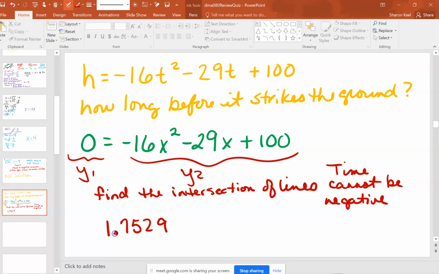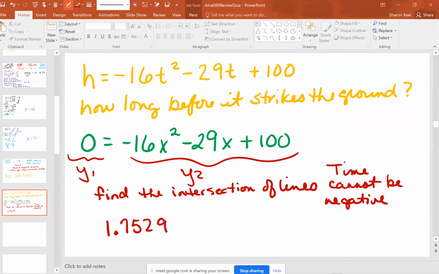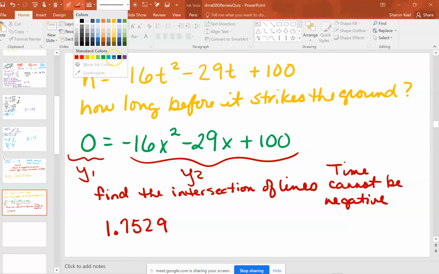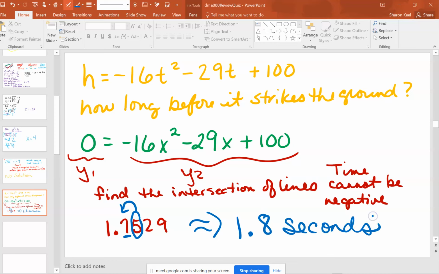1.7529. So let's come back to the problem and see how they want me to round. Round to the nearest tenth. So that means with this problem, if I'm rounding to the nearest tenth, the 7 is in the tenths place. What does the 5 make the 7 do? It's going to round up with an answer of 1.8 seconds.